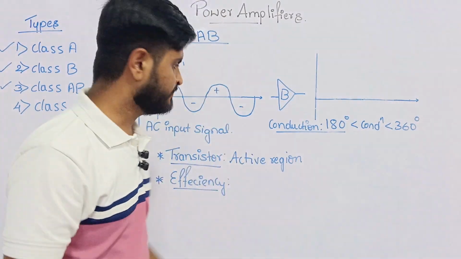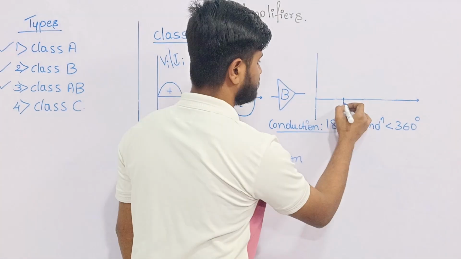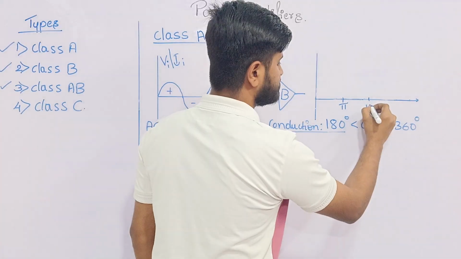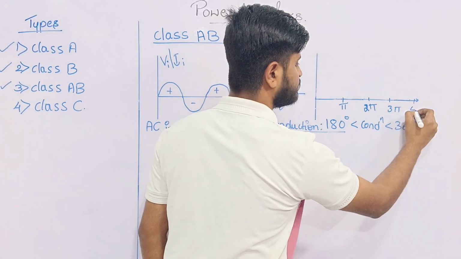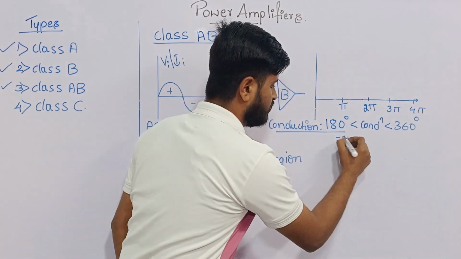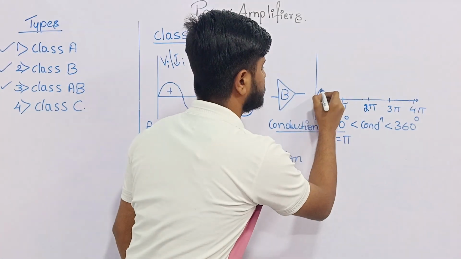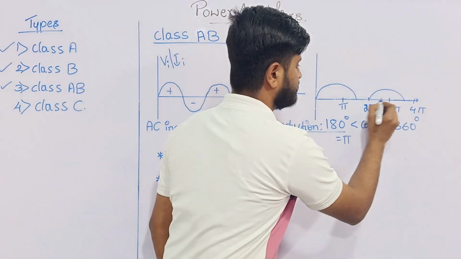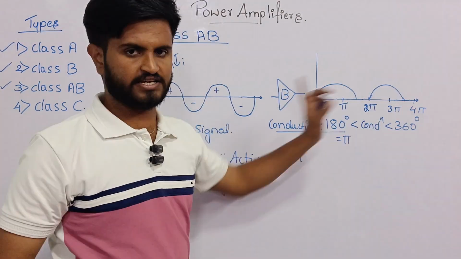So if this is the 180 degree, that is how you will represent 180 degree using pi. Next 360 will be 2 pi. Next 3 pi, next 4 pi. So pi means 180 degree. So the conduction will be greater than 180 but less than 360.